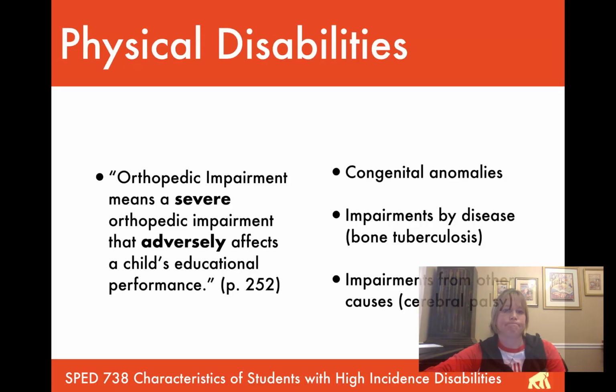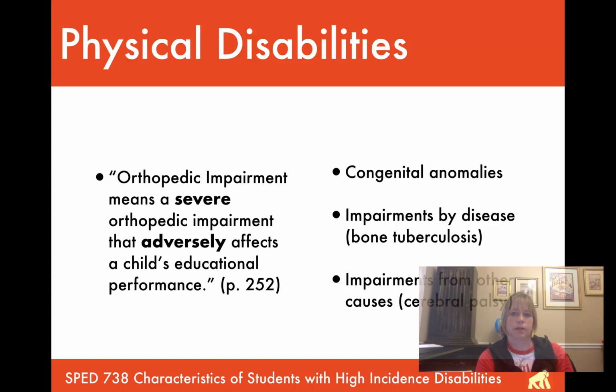When we look at the IDEA definition of a physical disability, there's two important words I want to point out to you here. The definition really uses the term orthopedic impairment rather than the term physical disability. But what it says is that an orthopedic impairment, that is a severe orthopedic impairment, that adversely affects a child's educational performance. So we have a couple words there that are really important for us to focus on. One is that the orthopedic impairment is severe. And the second is that it adversely affects the child's educational performance. So those are two key things that we have to look at when we look at identifying a student specifically with a physical disability.